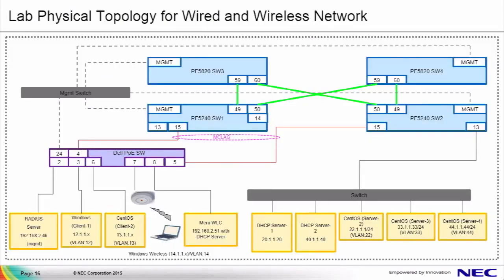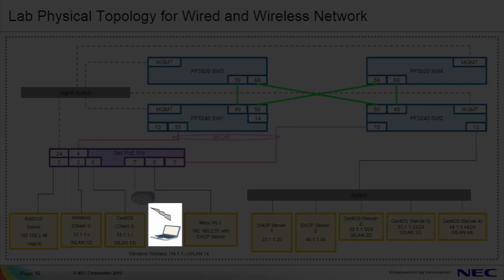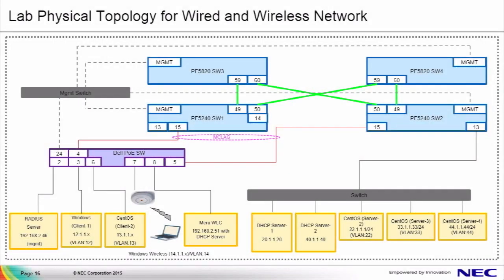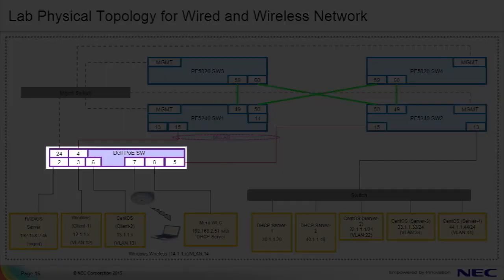This diagram illustrates the full topology for the upcoming wireless demo. In this scenario, a wireless user running Windows will connect to a Maru wireless access point. To the right of the wireless client, we're showing a Maru wireless LAN controller acting as the DHCP server and the 802.1x authenticator. The Dell PoE switch simply forwards traffic up to the OpenFlow network provided by Programmable Flow.